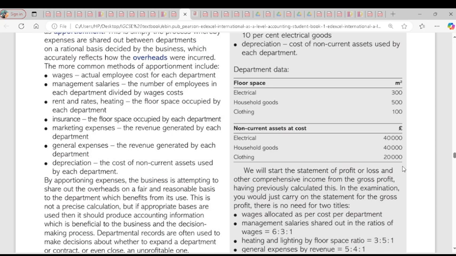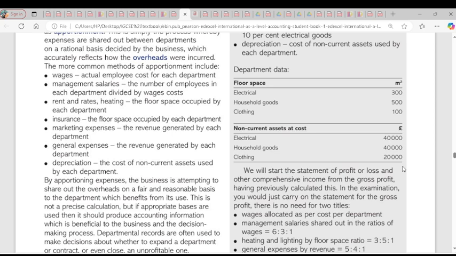Then rent and rates: the floor space occupied by each department. The finance department occupies the first floor. What is the expense of the first floor in terms of rent? We have 3 floors and the total amount is 1,000. So we have 3 departments and we divide by 3. Insurance, the floor space occupied by each department. So insurance, rent, heating and lighting, you calculate based on the floor occupied. I think it's clear.